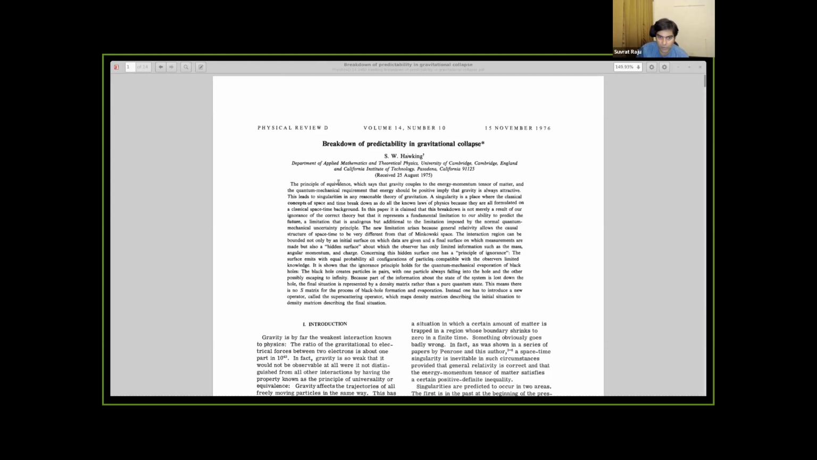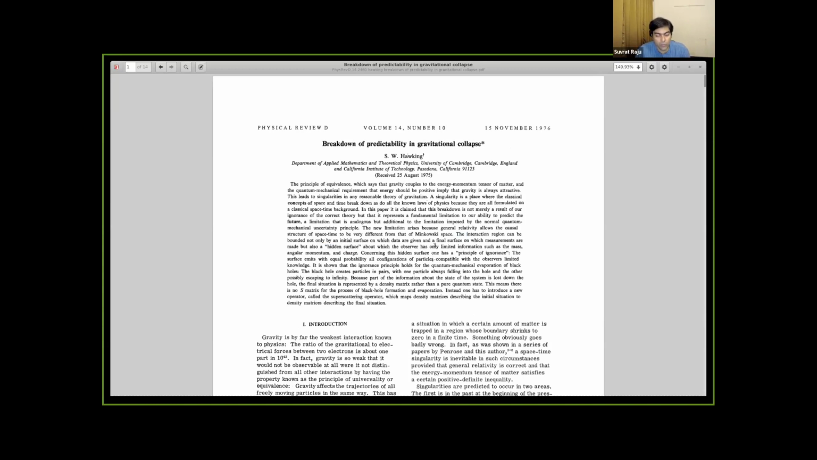Okay, so principle of equivalence, and so on. And then it says in this paper, it is claimed the breakdown is not just ignorance, but represents a fundamental limitation. And then look what he says. He says the new limitation arises because GR allows the causal structure of space-time to be very different. And he says the interaction region, which is the region where you have black holes in modern terminology, is covered by a hidden surface. Hidden surface in modern terminology, we would say is the horizon, or is the part of the Cauchy slice inside the horizon.